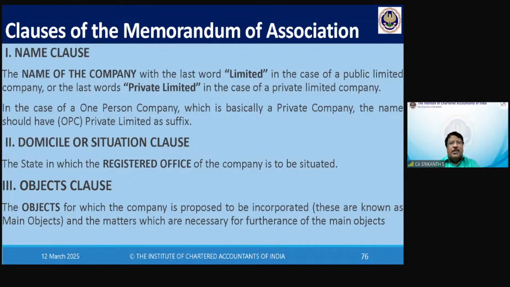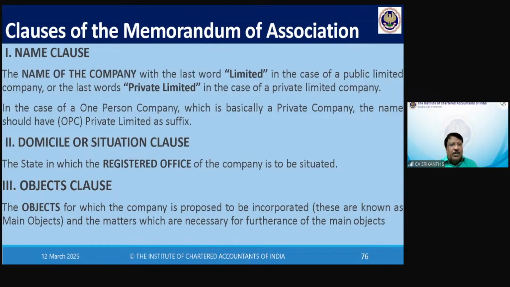And in the case of an OPC or a one-person company, which is basically a private company, the name should have OPC Private Limited as suffix. Suffix means anything that comes after a word is called suffix. Anything that comes before is called prefix. So let us say that Srikanth Enterprises OPC Private Limited. That means my one-person company.